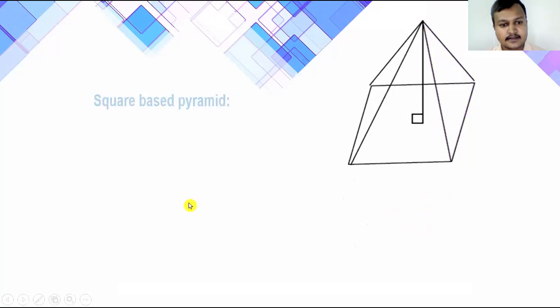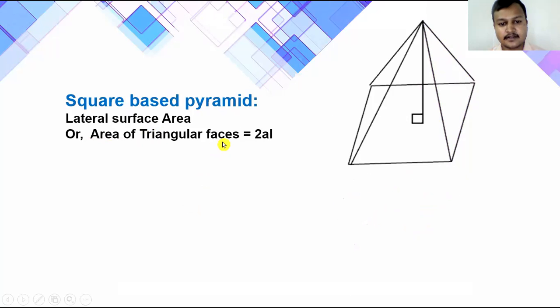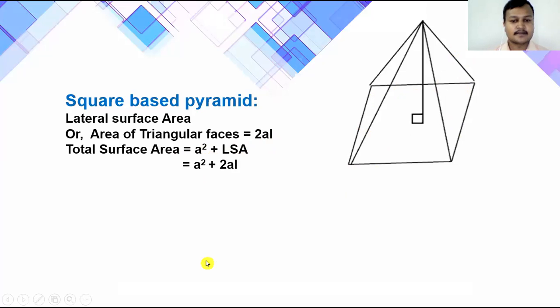Same thing we'll write here. It is also called area of triangular faces. 2AL, lateral surface area, is also called area of triangular faces. Now, the area of the square at the base of this pyramid, added to the lateral surface area, gives the total surface area, and lateral surface area is 2AL. That means total surface area of pyramid is A square plus 2AL. These two are the formulas related to lateral surface area and total surface area.